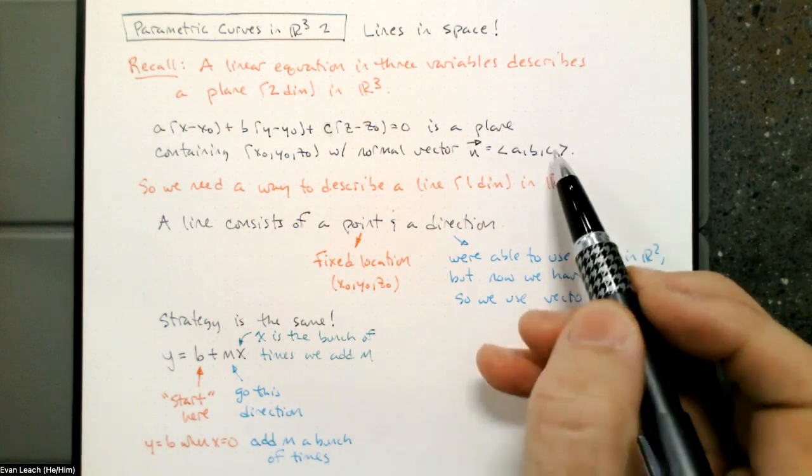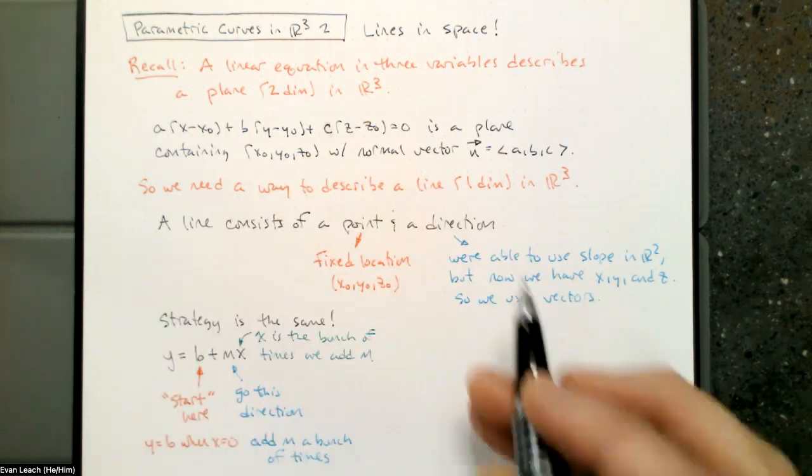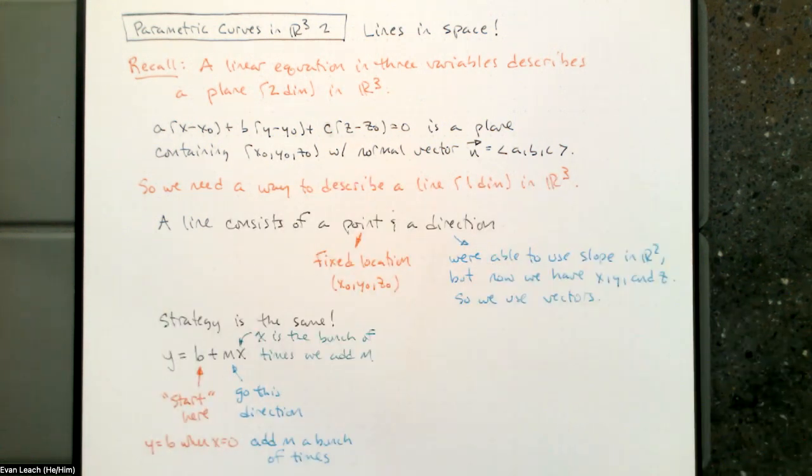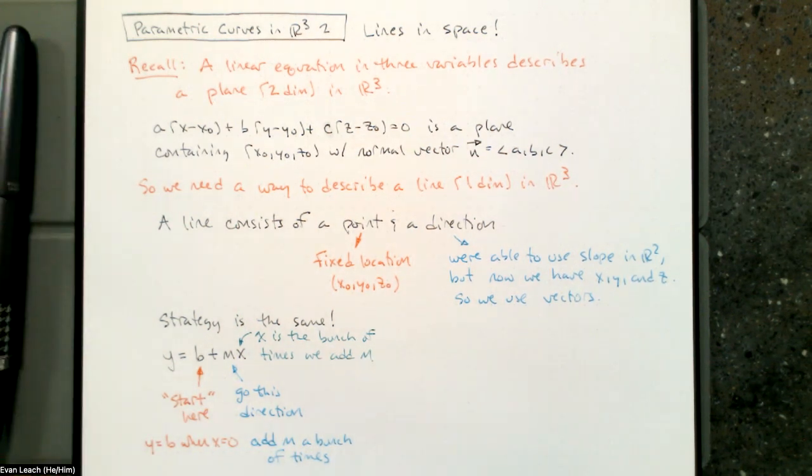I keep hesitating because I think I'm going to just use this as the direction, but I don't know if it's fine. It's fine. This is a plane. This is a normal vector, not a direction vector. So we're going to do the same strategy when we describe a line in R3. But when we say start here, that starting point needs to be a location in R3.